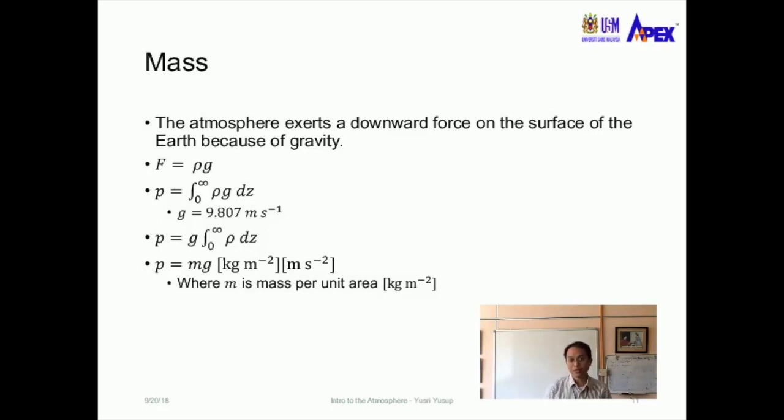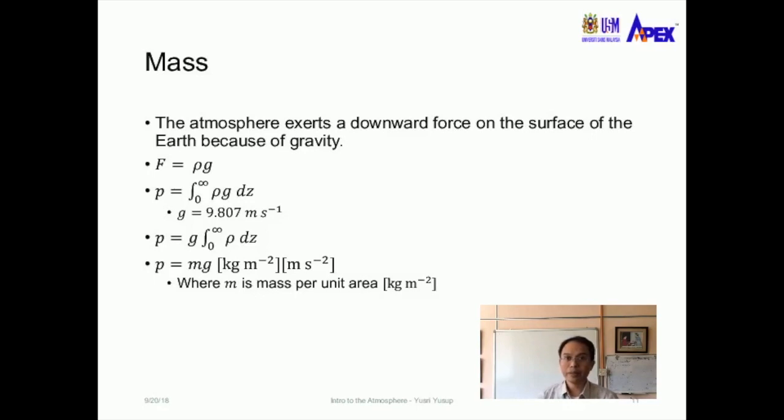Now this force is related to pressure, because pressure is equal to force over an area. So we can calculate the pressure by adding up all of the forces that are exerted on the surface from the top. So P is equal to the sum of all the density multiplied by the gravity, from the bottom 0 until infinity, or until the top of the atmosphere, multiplied with the distance. And there I wrote the gravitational acceleration constant, 9.807 meters per second. There's a typo there; it should be meters per second squared instead of meters per second.